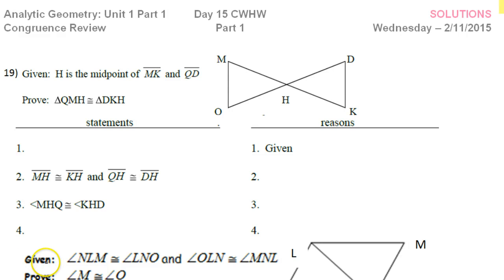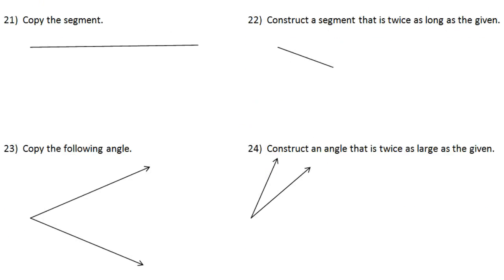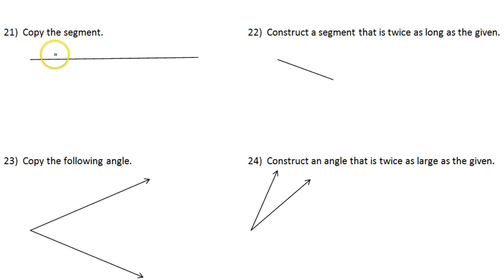Alright, this is the fourth and final part of our review of congruence. In this video, we're going to continue working with two-column proofs, filling in those statements and reasons, and then we're going to finish up with constructions and talk about how to copy a segment, make a segment that's twice as long, and how to copy an angle, make an angle that's twice as big.